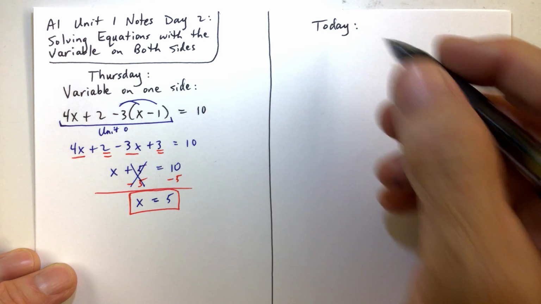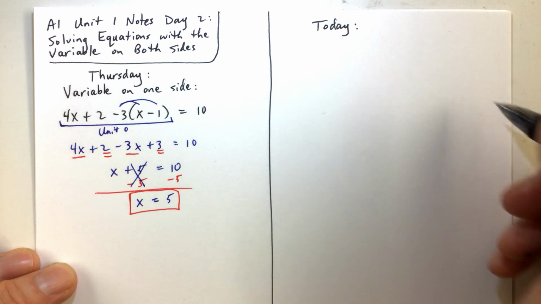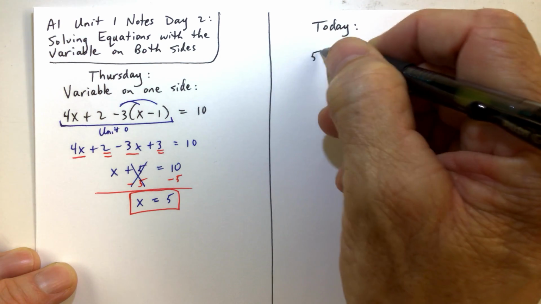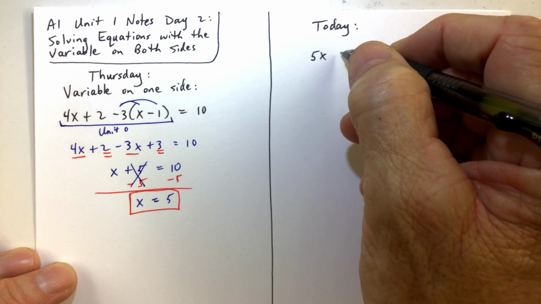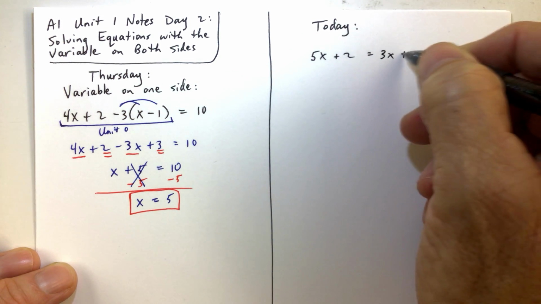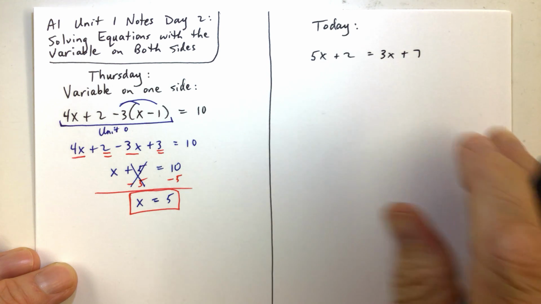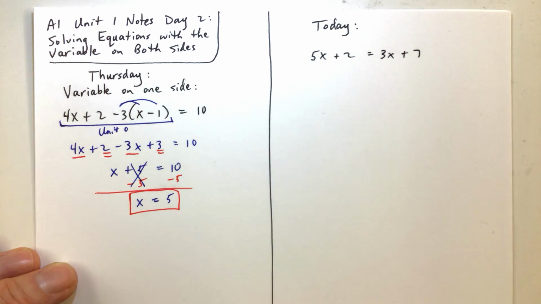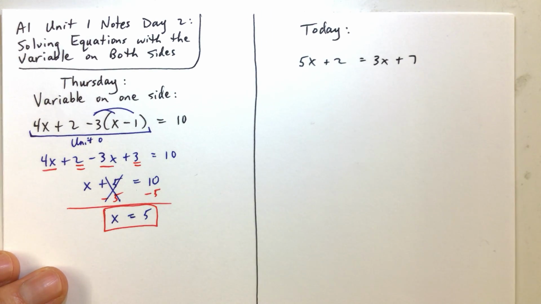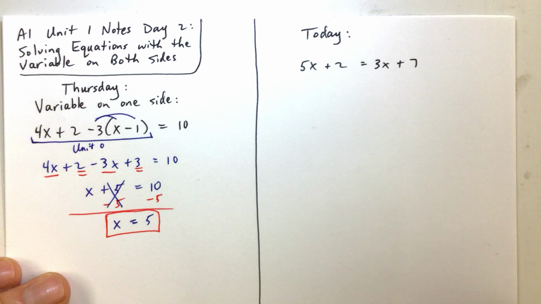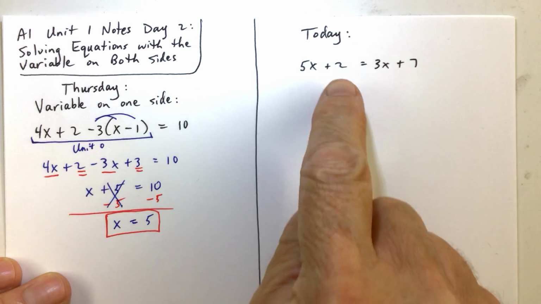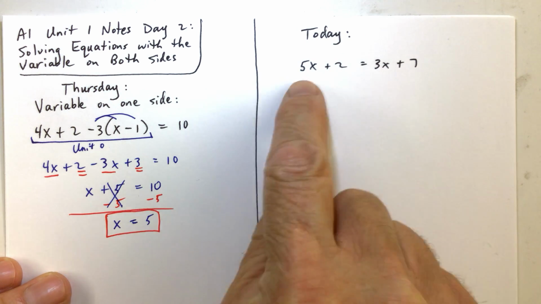What you're going to see today is variables on both sides. I'm going to show you a couple basic equations, and then I'll show you more of what you'll see where you'll actually have to do some simplifying. If we start with an equation like this, 5x plus 2 equals 3x plus 7, let me zoom in a little bit here. What we notice that is different than last week is that there are variables on both sides.